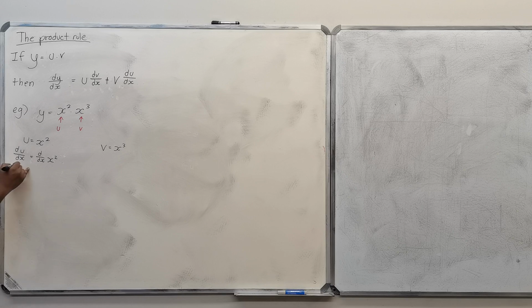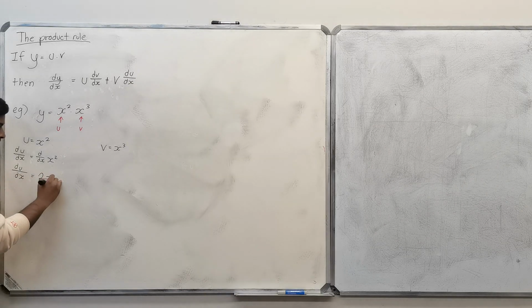So du, you'll see once you get used to it, you'll also start writing. I just break it up because I want you to see that I'm deriving equation u. So du over dx is equal to, what is the derivative of x squared? It's rule 1: n times x to the power n minus 1. So it's 2x. Cool. So du over dx is equal to 2x.